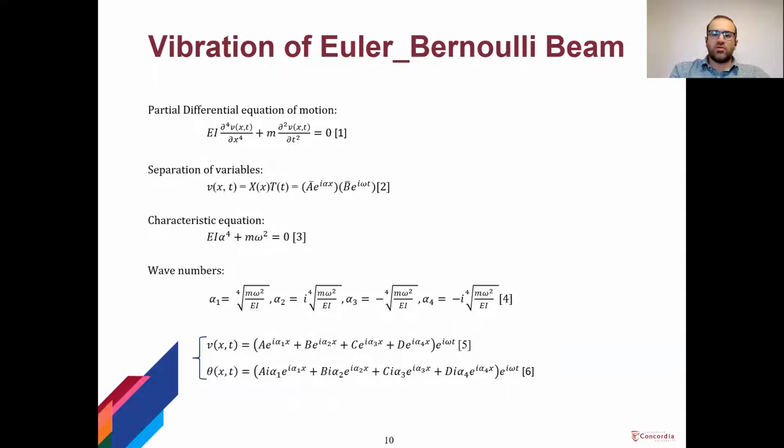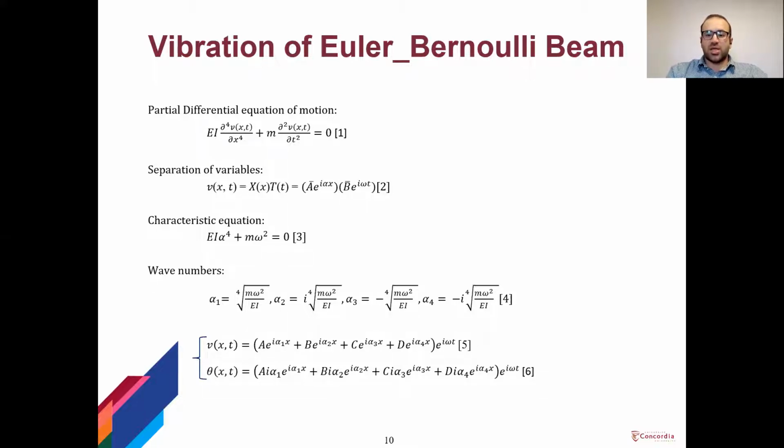The partial differential equation of motion of an Euler-Bernoulli beam is shown in equation 1. In equation 1, EI is the flexural stiffness, V is the transverse displacement, and M is the mass per unit length. Transverse displacement can be written as a function of time times a function of space. So if you plug that into the differential equation, that leads to the characteristic equation, whose roots are the wave numbers that indicate possible forms of deformation.